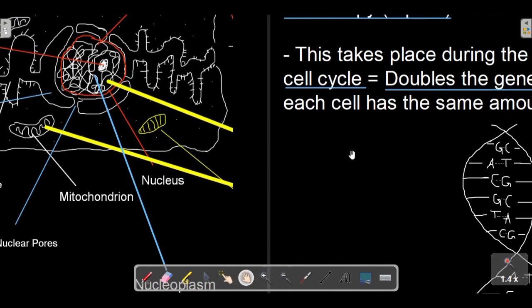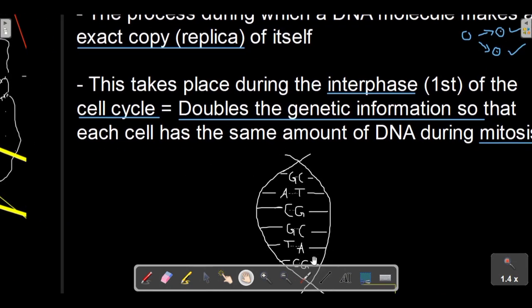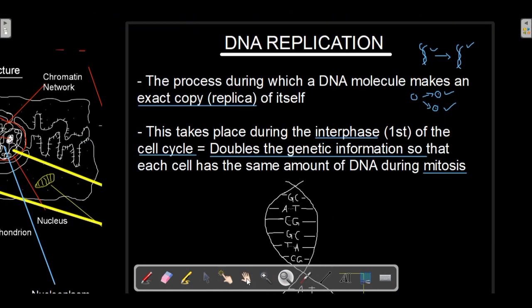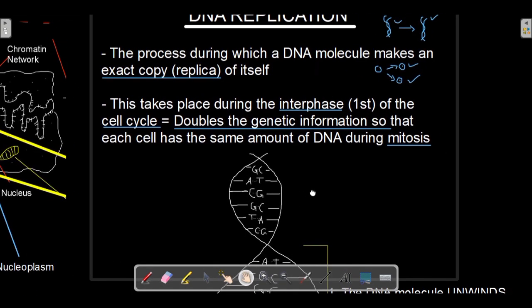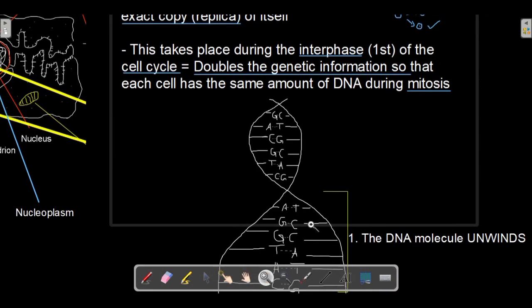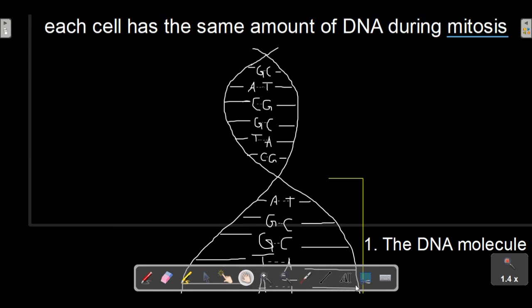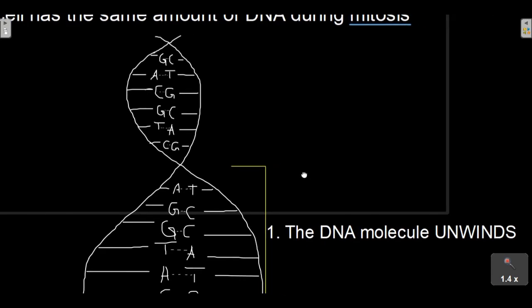Okay. So let's discuss how it occurs, because a lot of students really struggle to picture all of this. So we'll start with what happens first, and then of course finish this up. So this is how you describe how DNA replication occurs.